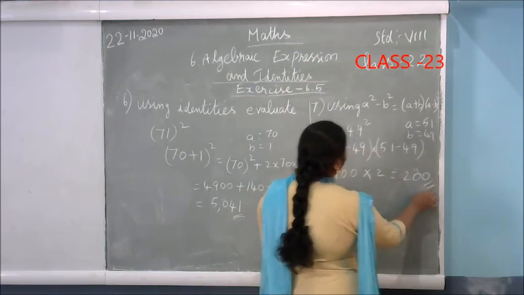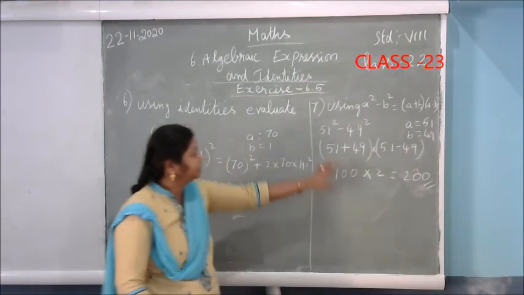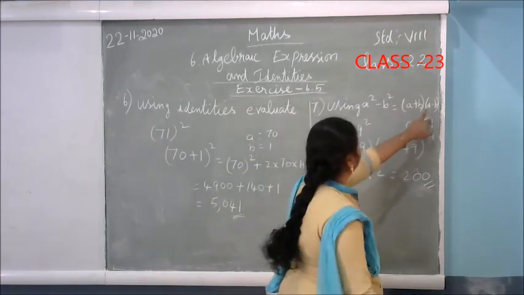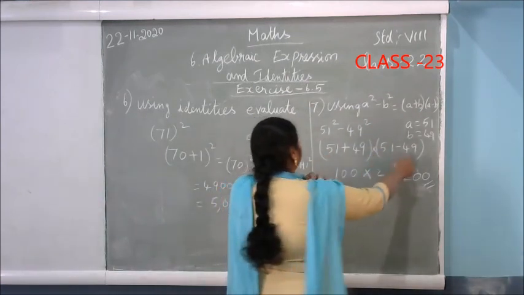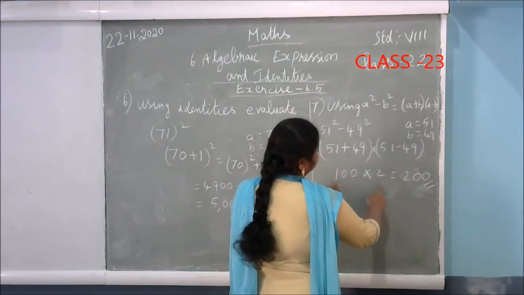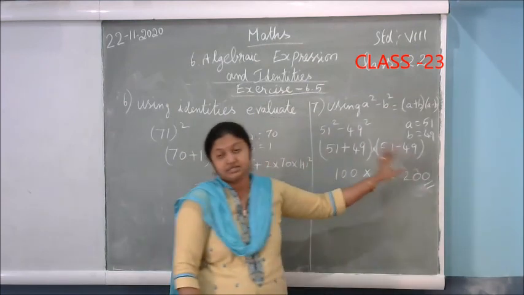I thought it is minus, but it is not minus. This is the multiplication sign. So you have to multiply. This one you have to simplify, this one simplify, and the answers of both you should multiply. Finally you will get the answer 200.